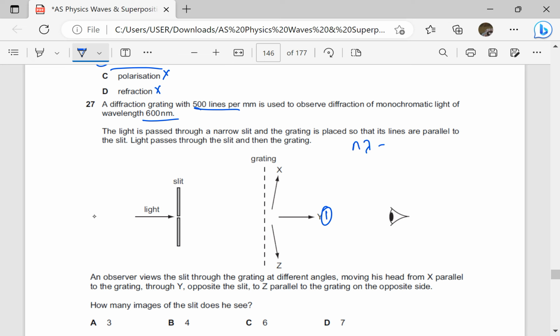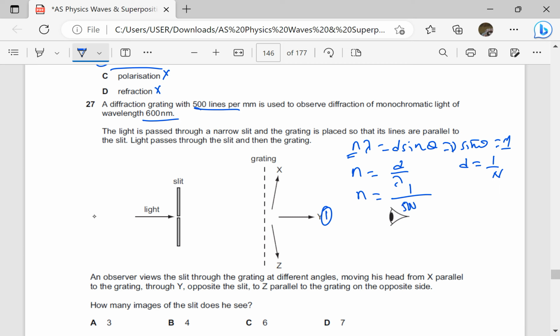Using n lambda is equal to d sine theta. Remember, when n is maximum, sine theta is equal to 1. So n is going to be d divided by lambda, because sine theta is equal to 1. And we also know that d is 1 over the number of lines per meter. So we just substitute: where there is d, I will put 1 over.